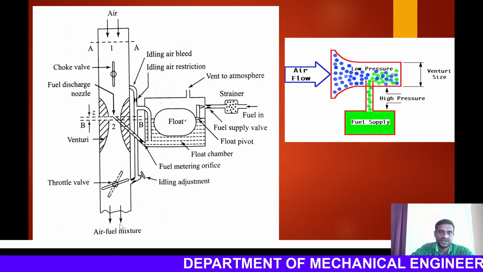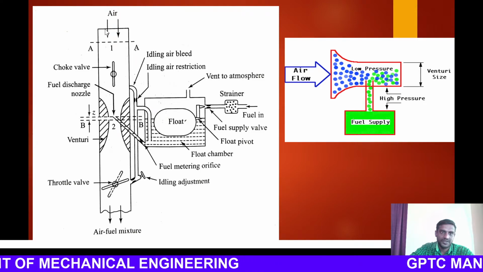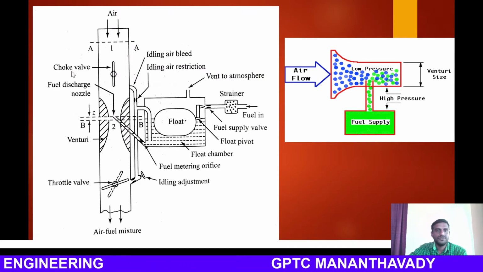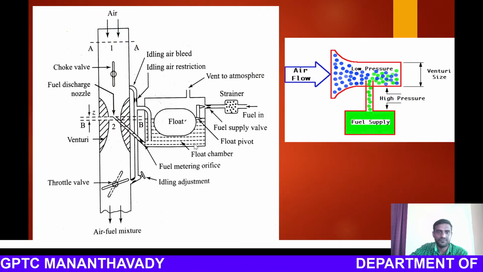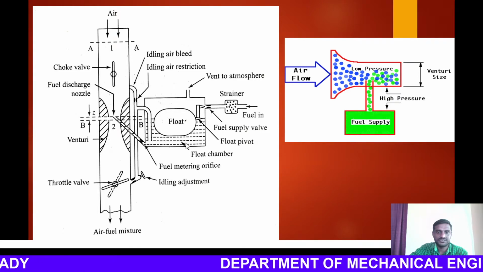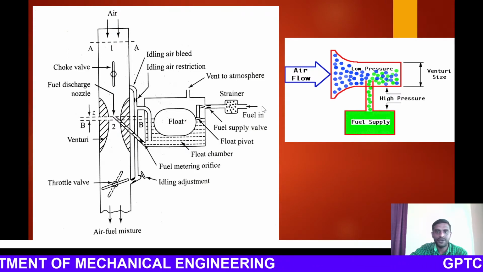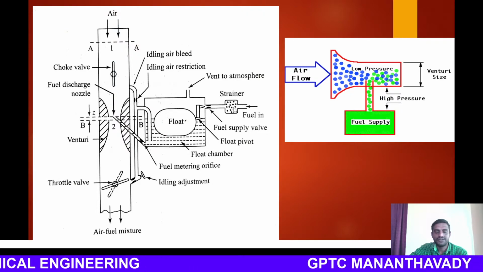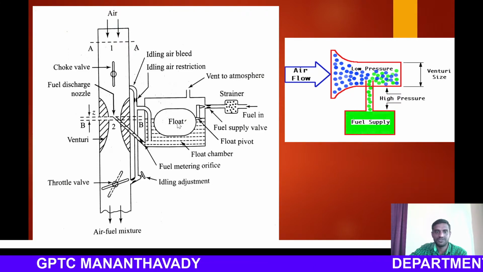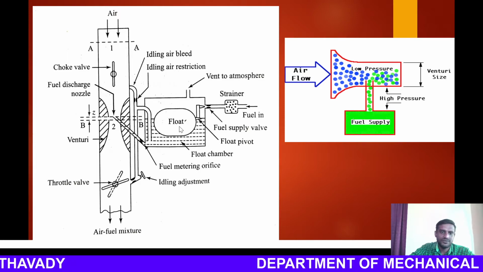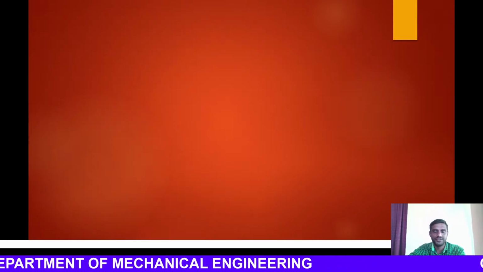We will discuss this working in detail in upcoming slides. So let's discuss the various parts of a simple carburetor. Here you can see the carburetor body, and there is a float chamber, or you can say a fuel bowl. Fuel from the fuel tank passes through a strainer and reaches this float chamber. You can see a float. The working of this float chamber is similar to the flush tank in your bathrooms.